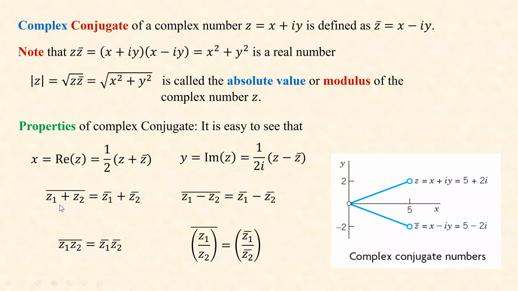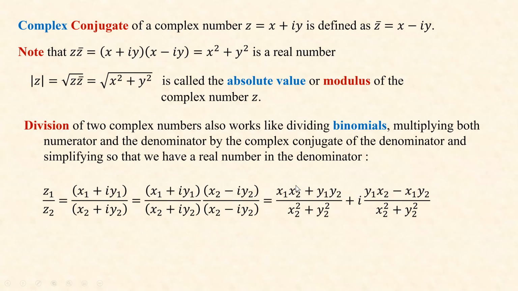And this z bar that we have defined this way has some properties. Basically, it is distributive over summation, subtraction, multiplication and division. So it means that whatever expression you have for z, if you want z bar, just flip the sign of i that you see in there, and it will be the complex conjugate. And the real part can be written as 1/2 of z plus z bar, and the imaginary part is 1/2i of z minus z bar.